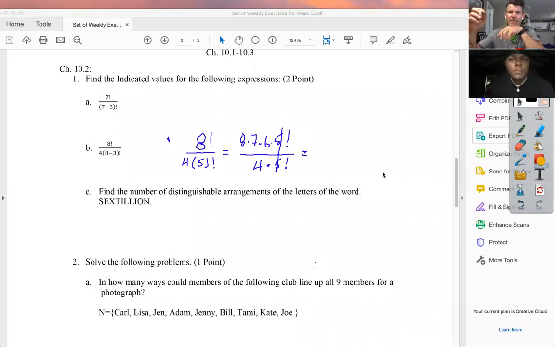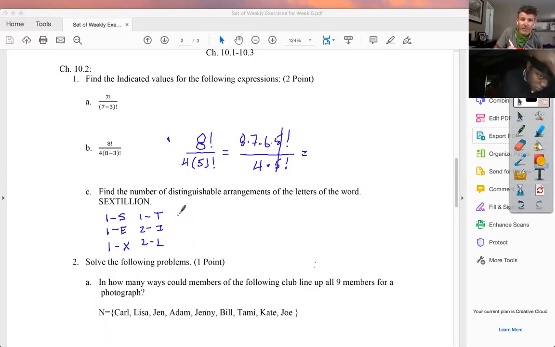All right. So the strategy for this next one is you've got to think about your number of possible combinations. When we look at this word, we would ask ourselves, how many S's are there? One S. How many E's? One E. How many X's? One X. How many T's? One T. I's? Two I's. Two L's, one O, one N.